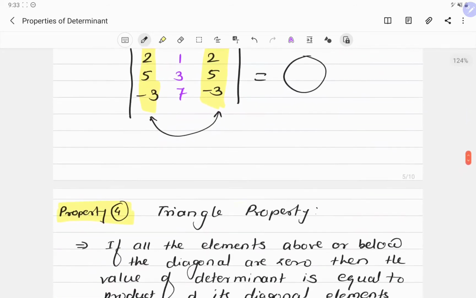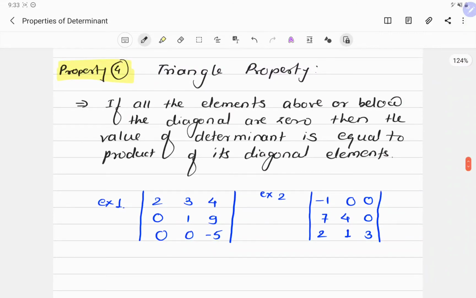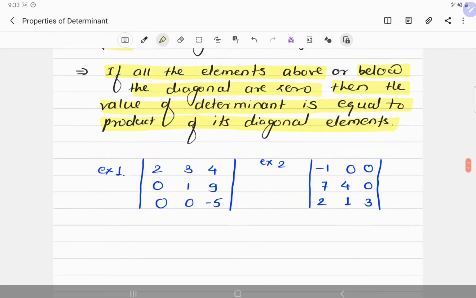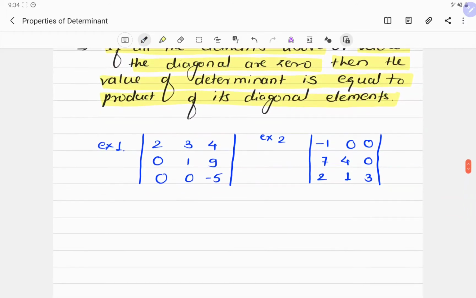These properties will definitely help you in different problems of determinants, and they will save your time in doing the calculations. Now let's understand property number 4, the triangle property. Let's read it first and then we will understand. If all the elements above or below the diagonal are 0, then the value of determinant is equal to the product of its diagonal elements. Now let me explain this in simple language.